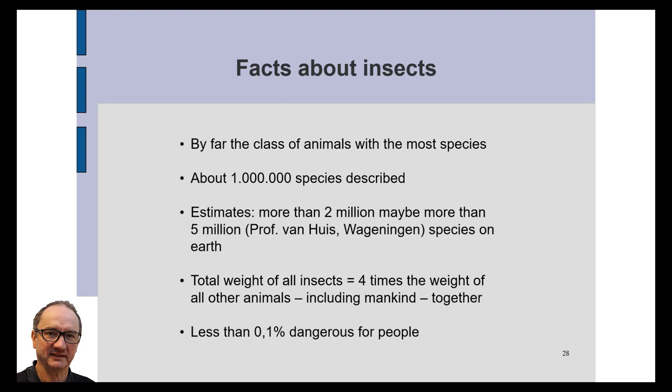Insects are the class of animals with the most species, about 1 million described. Fabiola said 740,000. Some say 1.5 million. I never counted this. Probably you need a lifetime to count. Estimates are that 2 million species are out there, maybe 5 million. My friend Arnold van Huis from Wageningen is estimating this. So maybe there are a lot of insects out there which might help us in insect biotechnology. Maybe we should go for a screening and look at it and find better species than what we have on the table right now.